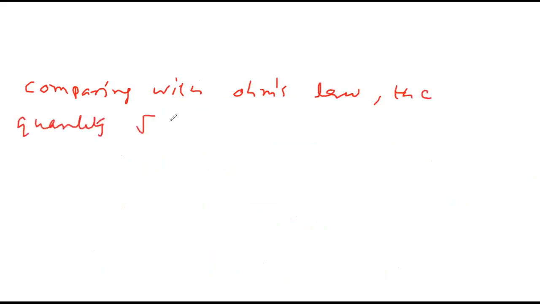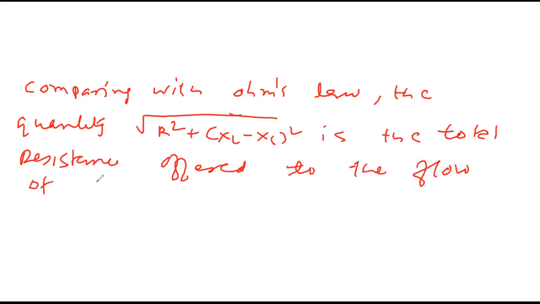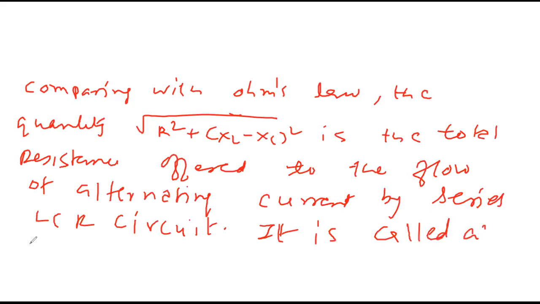Comparing with Ohm's law, the quantity root of R square plus XL minus XC square is the total resistance offered to the flow of alternating current by series LCR circuit. It is called as impedance.